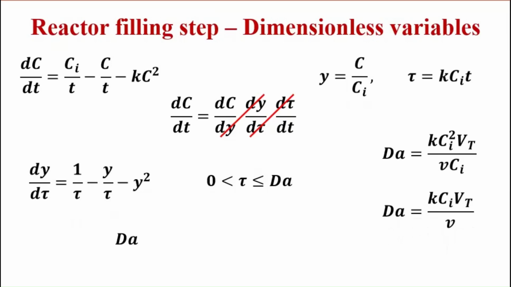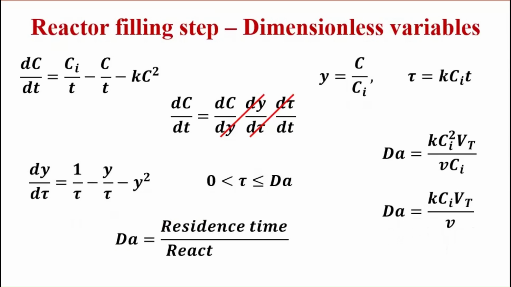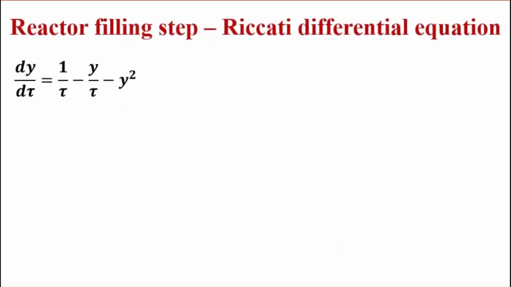In this sense, the Damkohler number can also be defined as the ratio of the average residence time to the reaction time. The average residence time is the ratio of the reactor volume to the volumetric flow rate of the inlet feed stream. This differential equation is subject to an initial condition stating that the concentration of ethyl acetate is finite at the start of the process.